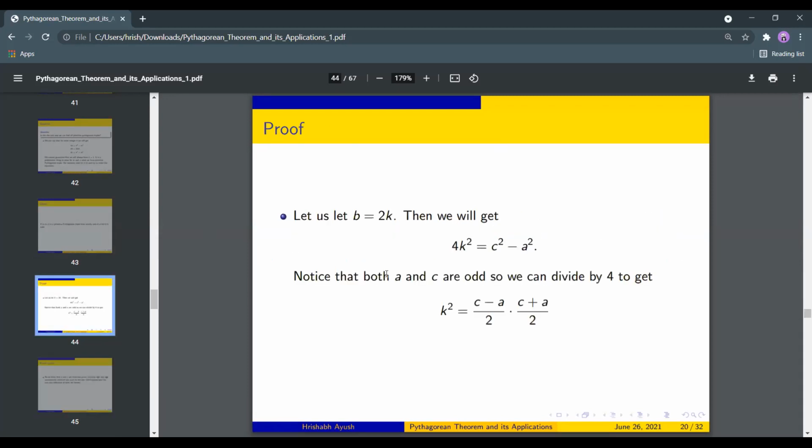So we can find this. Then we use the formula of a square minus b square, and we find this. You send the 4 to the denominator, and you find the value of k square, that is (c minus a) by 2 times (c plus a) by 2. Does that make sense, or does anyone have any questions? No, clear. Okay.